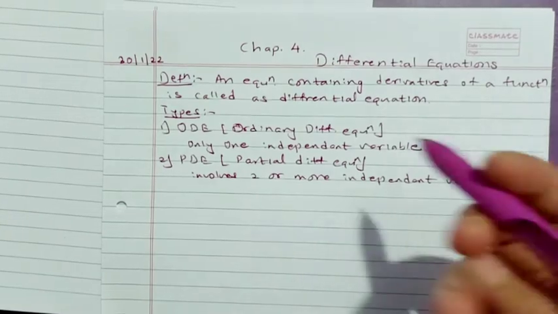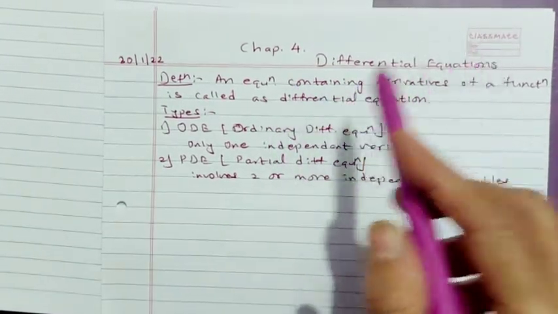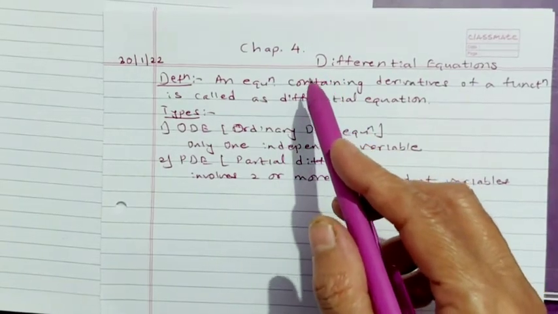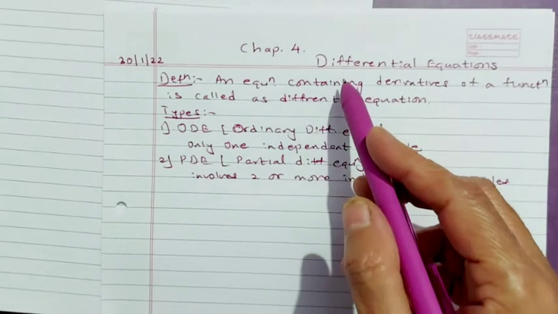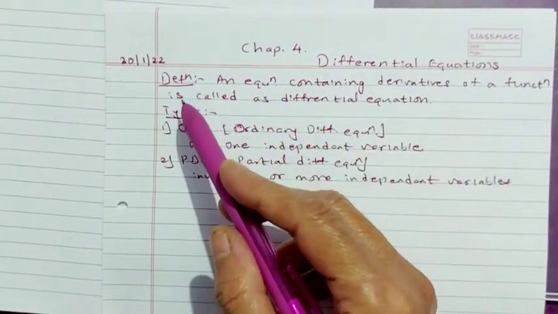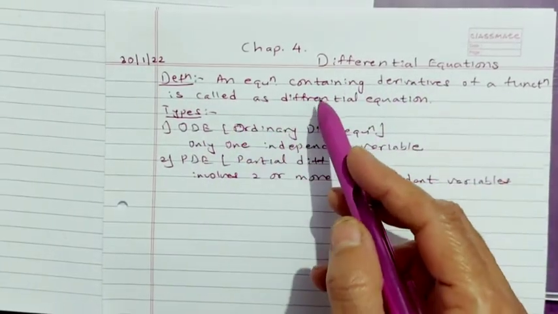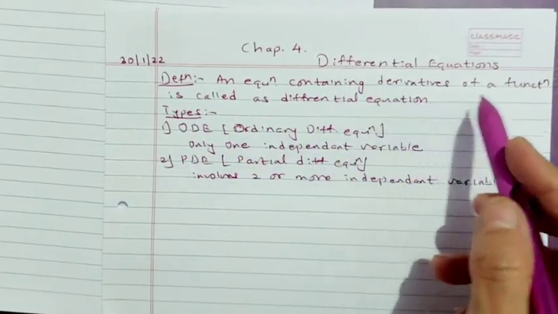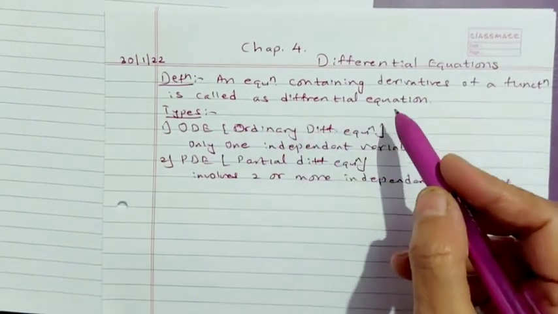Begin with the next chapter, which is chapter number 4, differential equation. So I think out of the first 3 chapters, this will be the shortest and very easy. So we'll begin with the definition. The definition of a differential equation is: an equation containing derivatives of a function is basically called a differential equation.